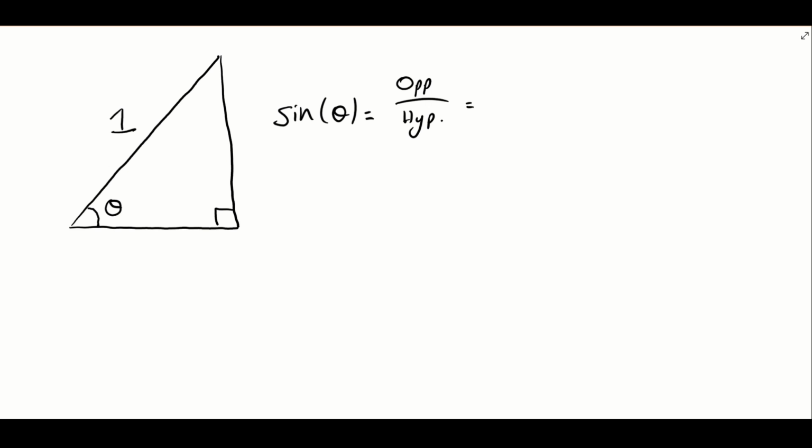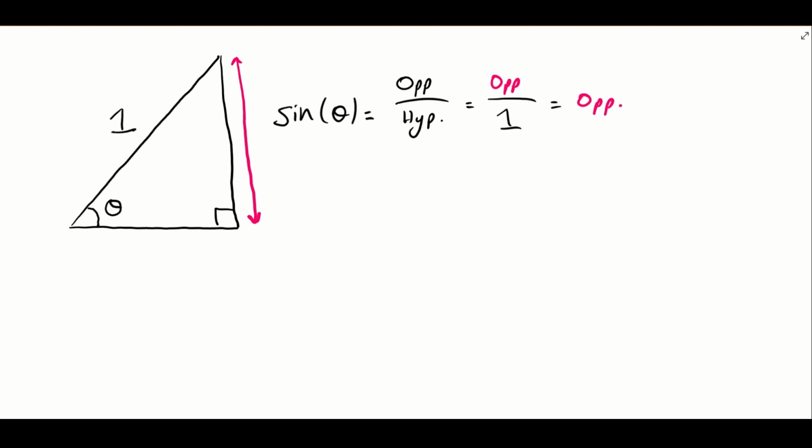And well, what is my opposite in this case? Well, my opposite is just however big this length here is. However long that is, it might be 0.7, it might be 0.8. That's going to depend on my angle. And well, it's just that bit in pink, that opposite bit, divided by my hypotenuse, which is just 1. And well, anything divided by 1 is just itself. So I just have the opposite here.